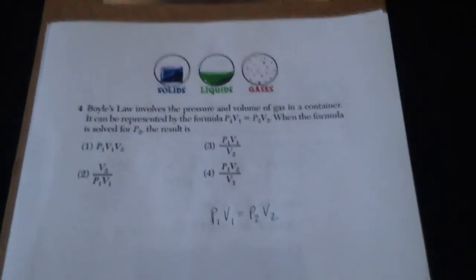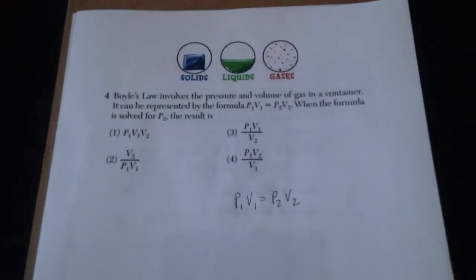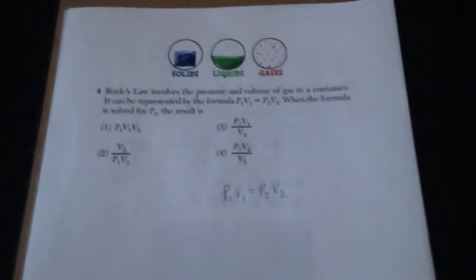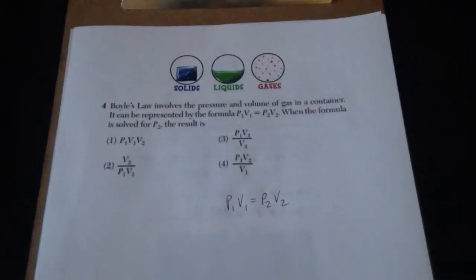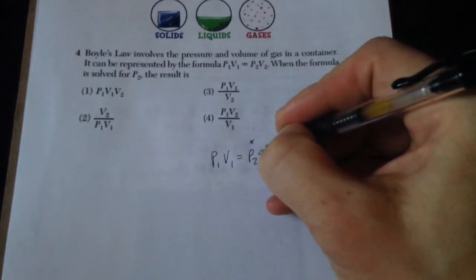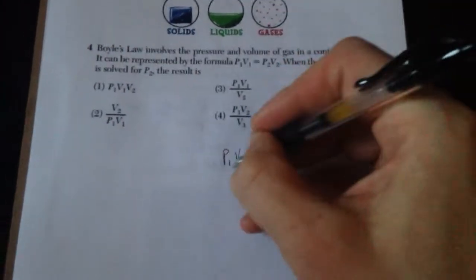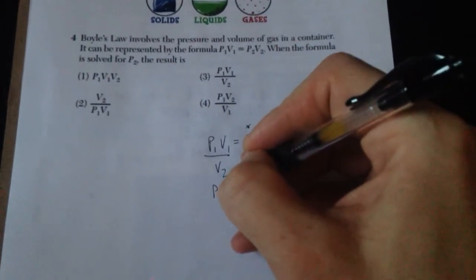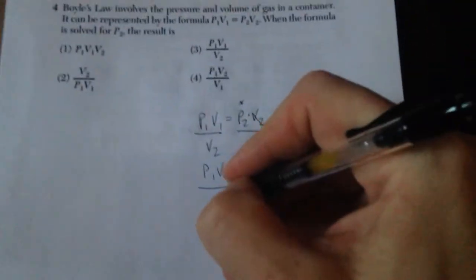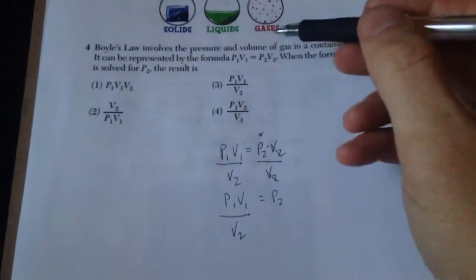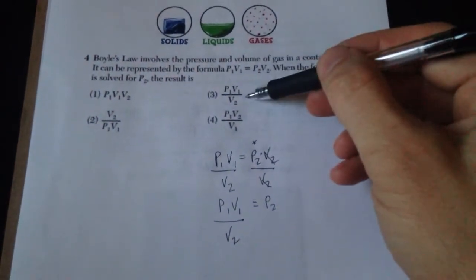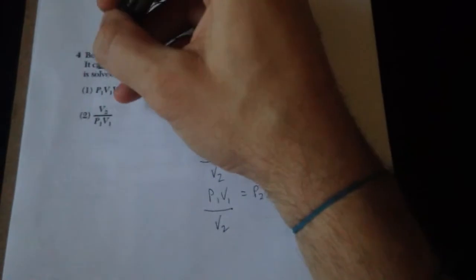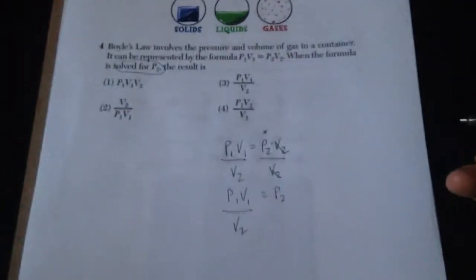Number 4 is giving you Boyle's law, which is involving gases and liquids. They give you the formula, which is not really used much in this course. They want you to solve for P sub 2. So if I am solving for this variable and I have to multiply, I am going to divide by V sub 2. So what I get is P sub 2 is equal to P sub 1 times V sub 1 over V sub 2. And this would come out to choice 3. Notice how here in the directions they wanted you to solve for P sub 2.